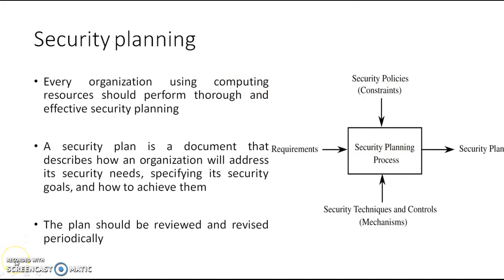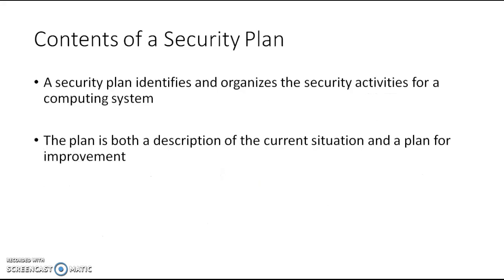So the process defined in the security planning should not be a fixed document, it should be revised. According to the last line, the plan should be reviewed and revised periodically, meaning after 6 months, or 3 months, or a year, the security plan must be revised. Otherwise your security plan will be obsolete, and it will not be effective against new emerging threats. What should be the content of the security plan?